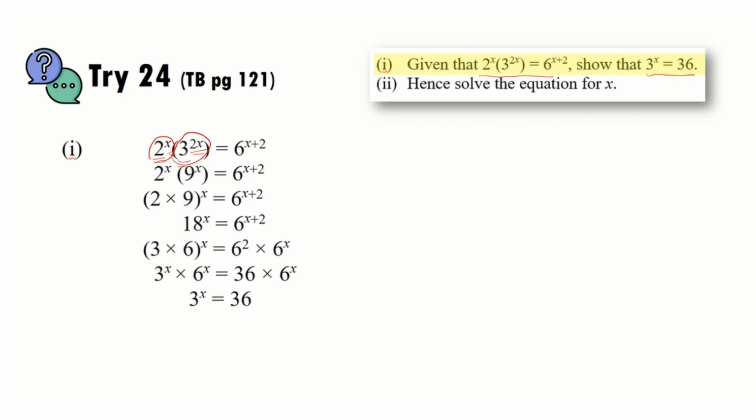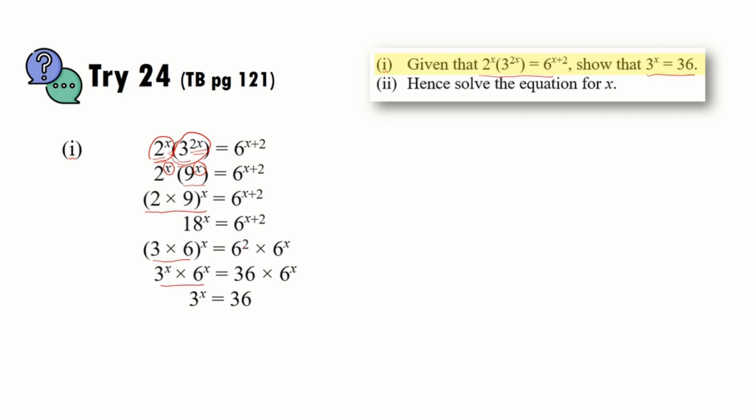So what we need to first do is to recognize that 3 to the power of 2x is the same as 9 to the power of x, and with the powers actually equal already, then we can make use of our indices law to get 2 times 9 bracket to the power of x, which is 18 to the power of x. Subsequently, we see that 18 is actually 3 times 6, and then we will get 3 to the power of x times 6 to the power of x.